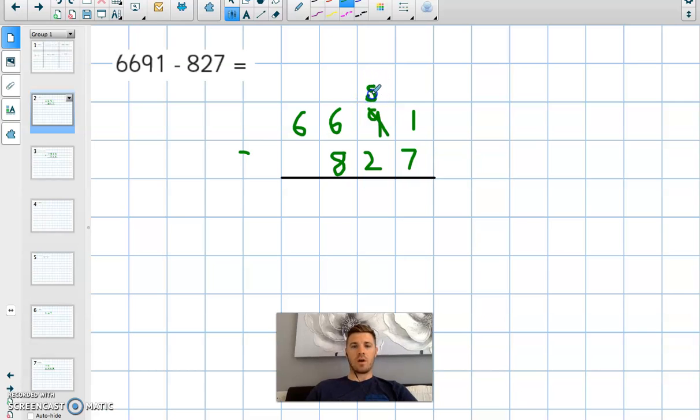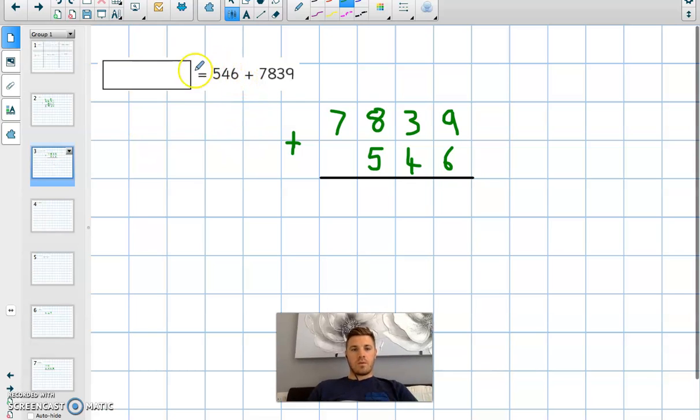So we take 1 from the 9, which leaves us with 8, and then we carry that over to make this number 11. So 11 take away 7 is 4. 8 take away 2 is 6. 6 minus 8, again can't do, so we exchange. Then we do 16 take away 8, which is 8. And then we drop that 5 down. So 5,864 is your answer.